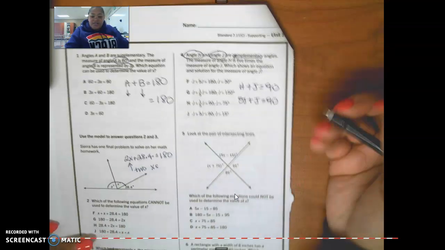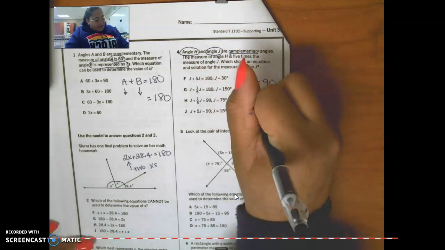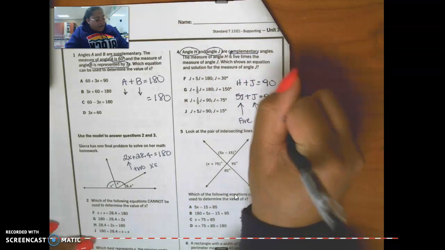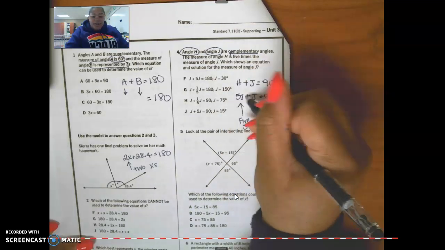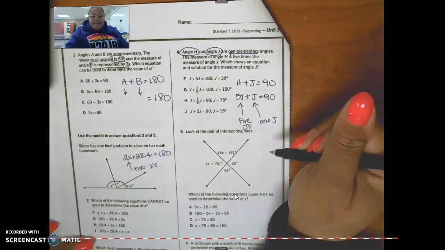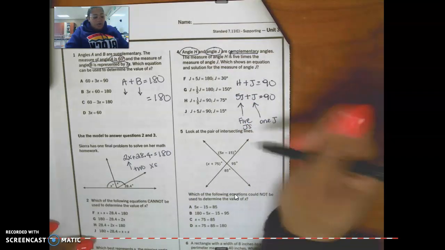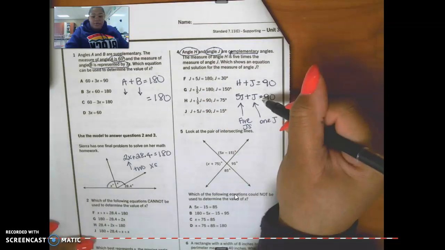How many J's do I have here? I've got 5 J's here, and I've got 1 J here. How many J's do I have all together? And once that equals 90, since they're complementary, which equation is going to be correctly portrayed here?